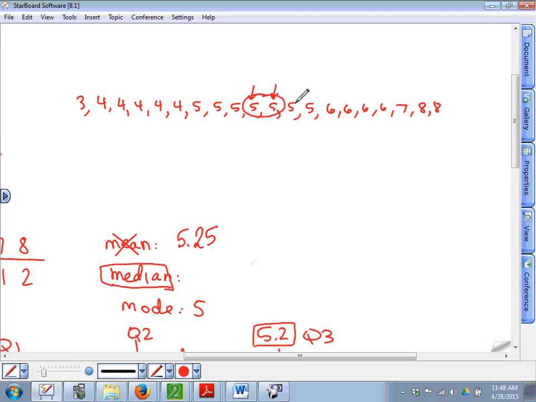That doesn't mean they're both a median. You only have one median. So usually those would be different numbers. You'd add them together and divide by 2. So what number is right in the middle of 5 and 5? 5. So 5 is the median.